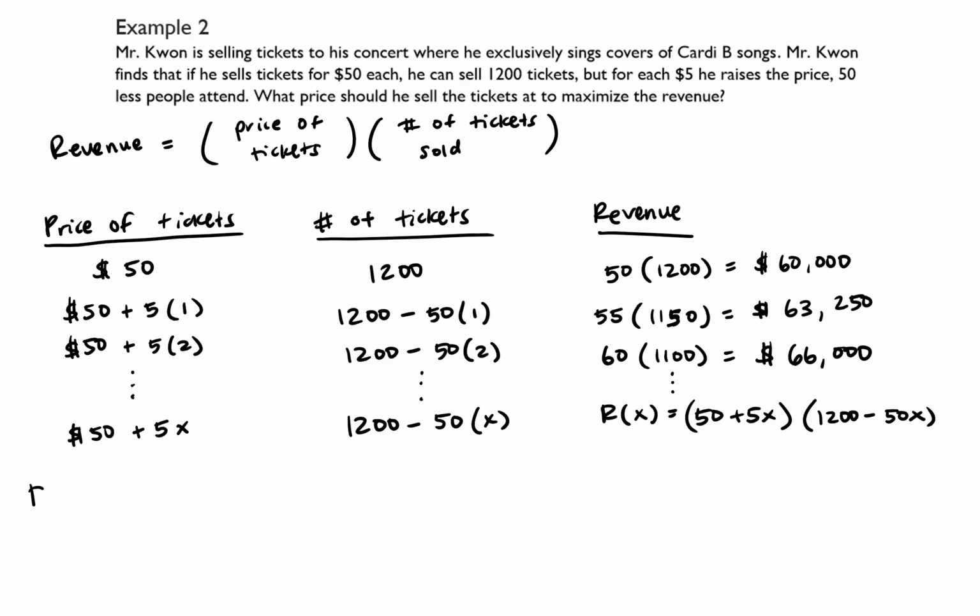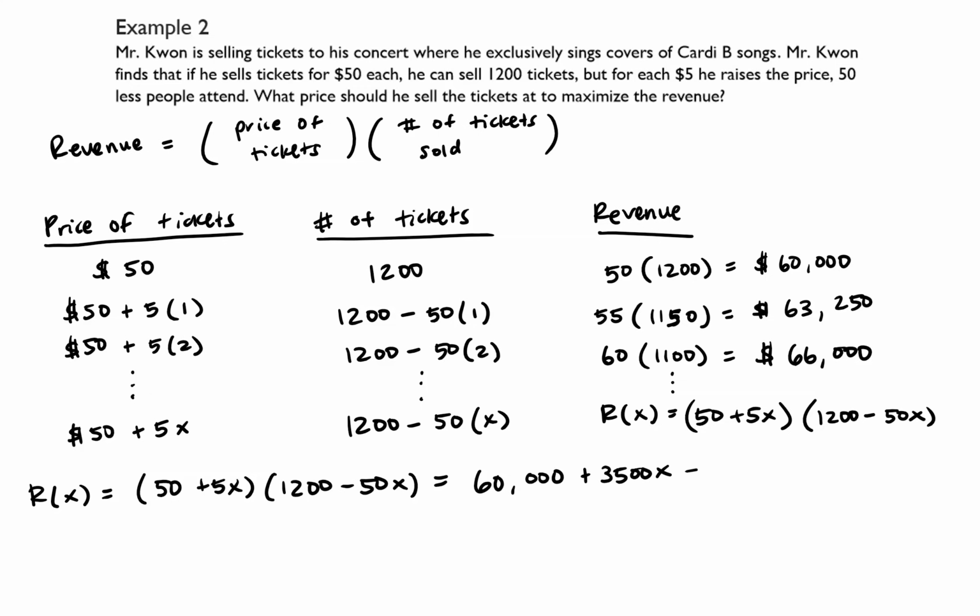And so at the forefront of things, what we want to work with is our revenue function. So we have 50 plus 5x times 1,200 minus 50x. I'm going to go ahead and multiply and expand that out. If we expand that, we get 60,000 plus 3,500x minus 250x squared.